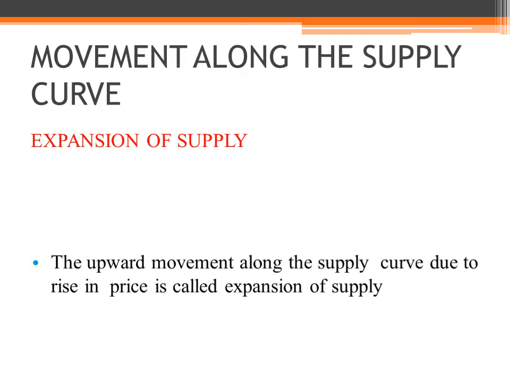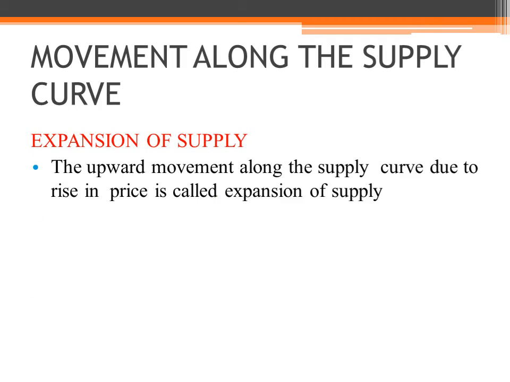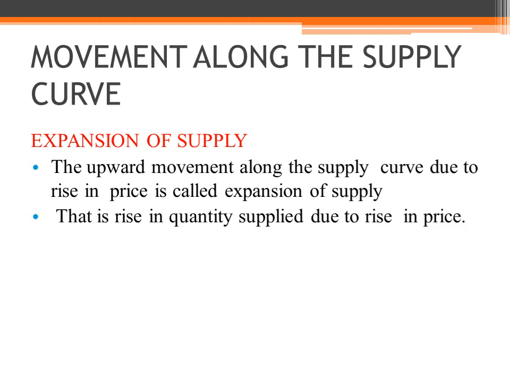What is expansion of supply? Expansion of supply means the upward movement along the supply curve due to rise in price. As a result of rising price, the upward movement along the supply curve is called expansion of supply. Simply we can say, rise in quantity supplied due to rise in price is called expansion of supply.